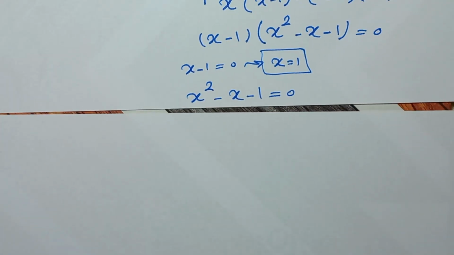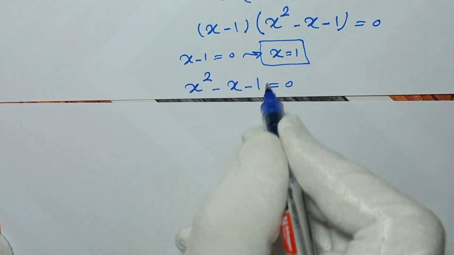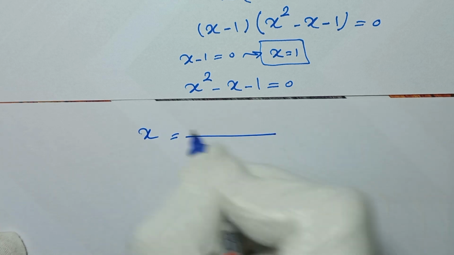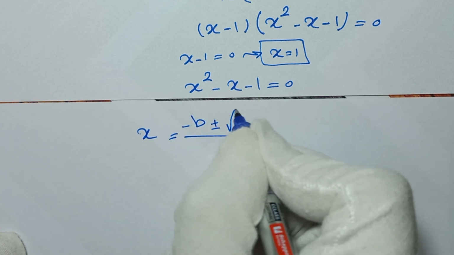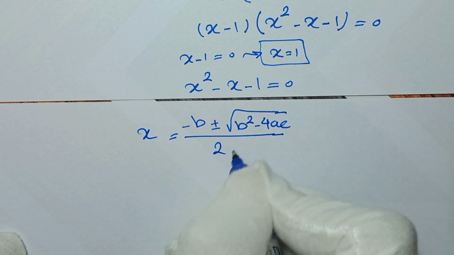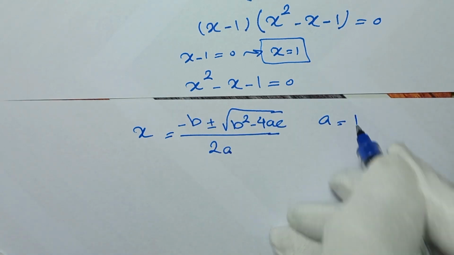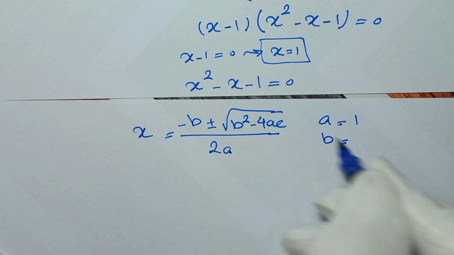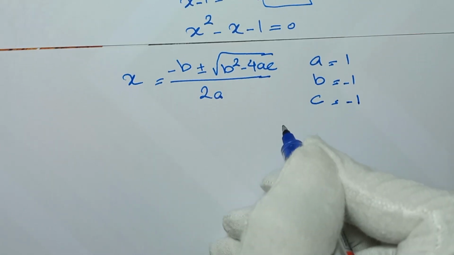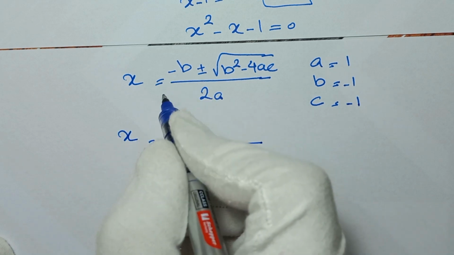And to find the values of x in here, we have a quadratic equation and we use the quadratic formula, which is x is equal to negative b plus or minus square root of b squared minus 4ac over 2a, where a is the coefficient of x squared, which is 1, and b is the coefficient of x, which is negative 1, and c is the constant, which is negative 1.